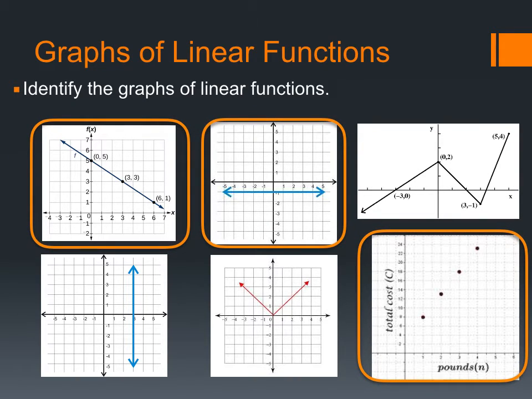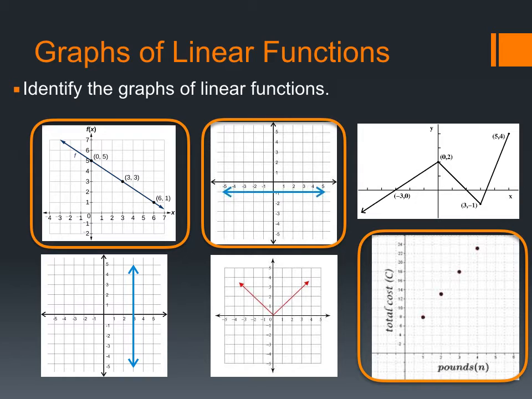The graph on the top left is linear because it has a constant rate of change and it is decreasing. The graph in the middle on the top is linear. The rate of change is 0. And the bottom right, it is a linear discrete function. The other graphs are not linear.